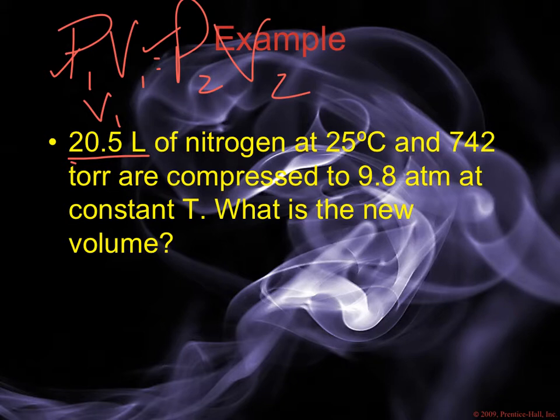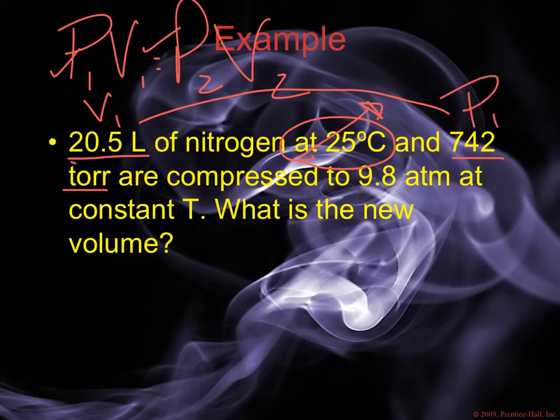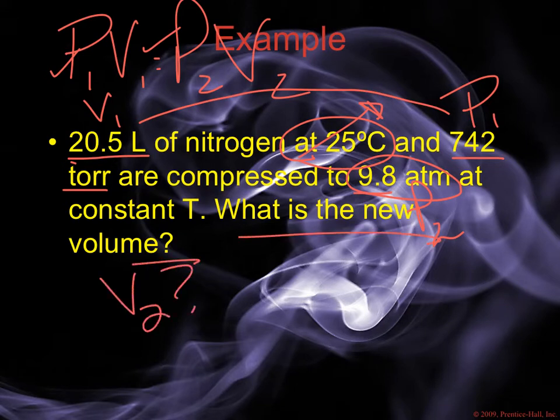20.5 liters of nitrogen at 25 degrees. Now that's a red herring. You don't need temperature in Boyle's Law. It's not changing, so just ignore it. And 742 torr. Okay, so clearly this volume and this pressure go together. And so we're going to call this P1. Okay, are compressed to 9.8 atmospheres, so that's P2. That's a second pressure we've come across. What is the new volume? So they're asking us to solve for V2.